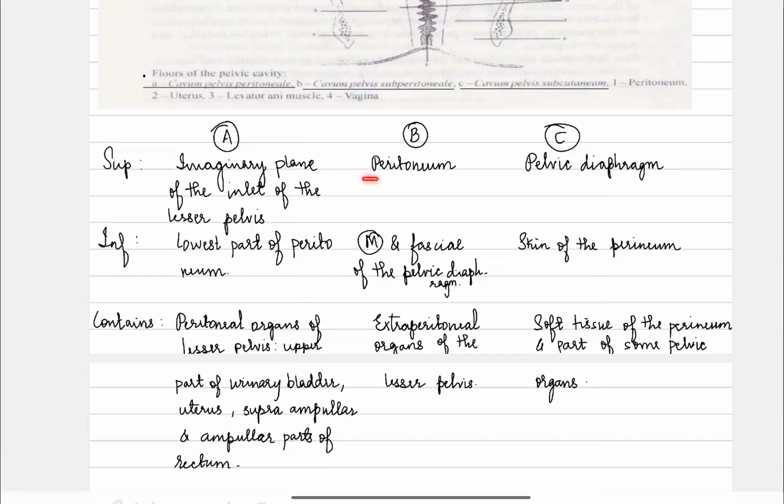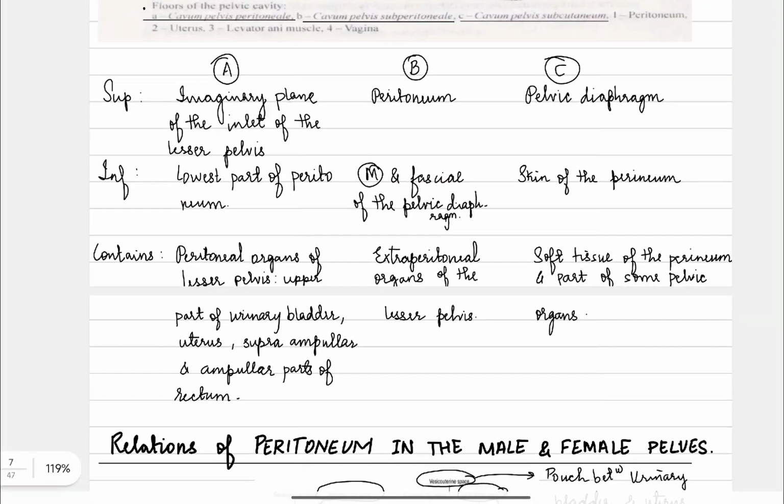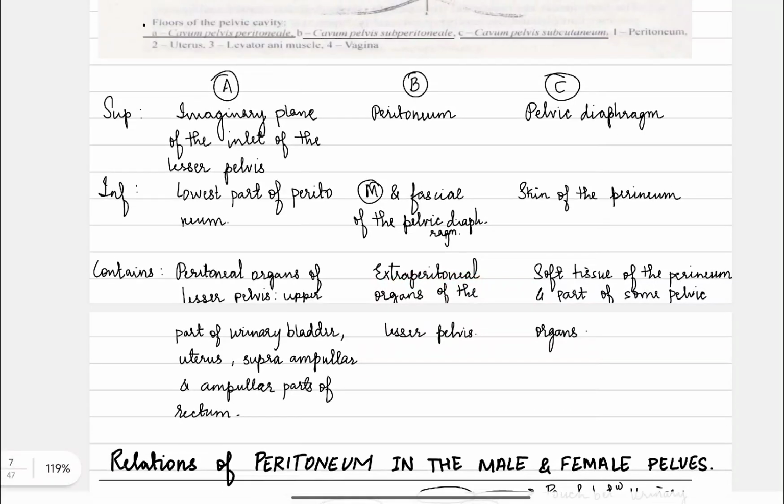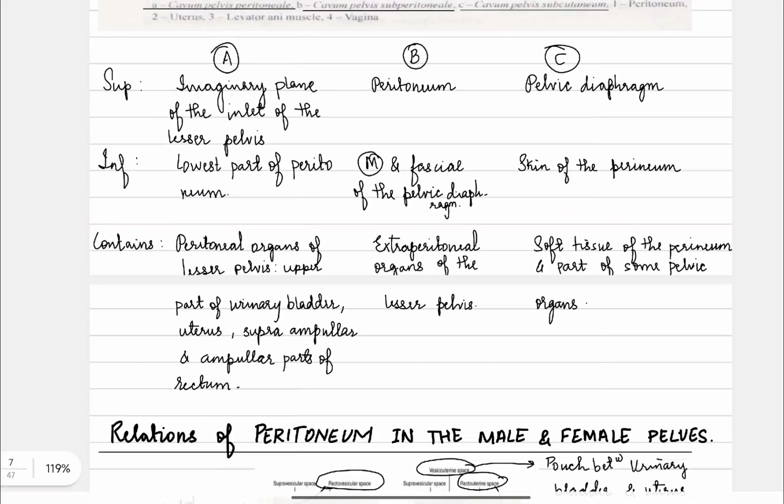Next is cavum pelvis subperitoneale. In this, superiorly there is peritoneum. See, subperitoneal means superiorly there is peritoneum. Inferiorly, muscle and fascia of the pelvic diaphragm, and it contains extraperitoneal organs of the lesser pelvis. Next is cavum pelvis subcutaneum. Superiorly there is the pelvic diaphragm, inferiorly there is the skin of the perineum, and it contains soft tissue of the perineum and part of some pelvic organs.